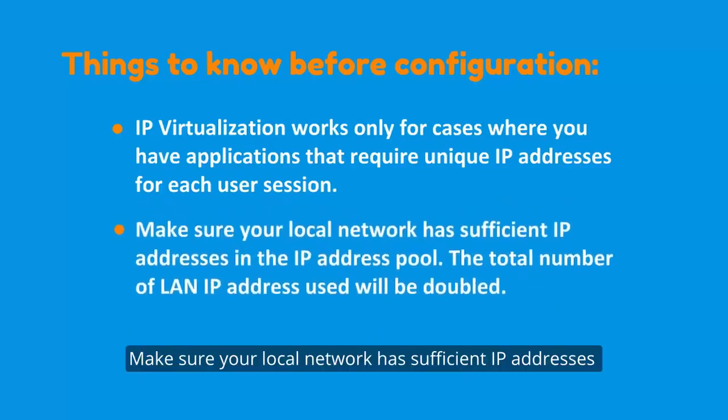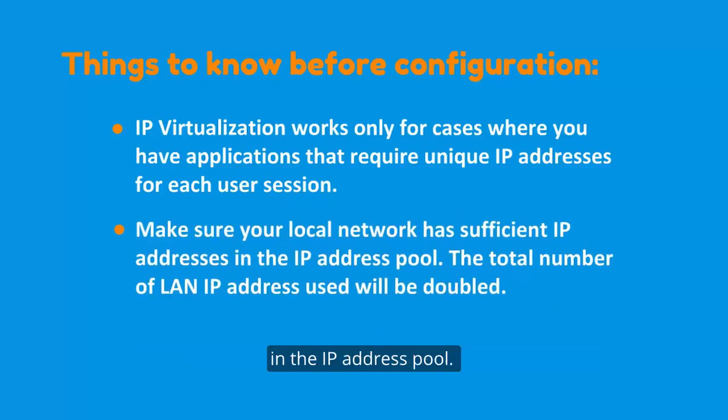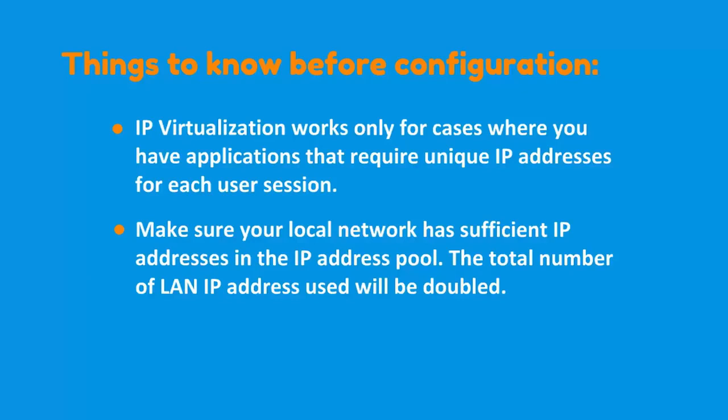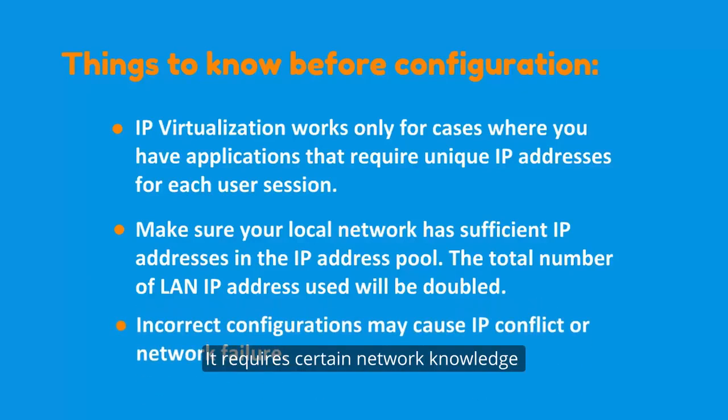Make sure your local network has sufficient IP addresses in the IP address pool. When IP virtualization is activated, the total number of LAN IP addresses used will be doubled from before. Besides the IP address used by the terminal devices, each terminal user will have an additional virtual IP address on the shared host for network communication. It requires certain network knowledge to configure IP virtualization. Incorrect configuration may cause IP conflict or network failure.